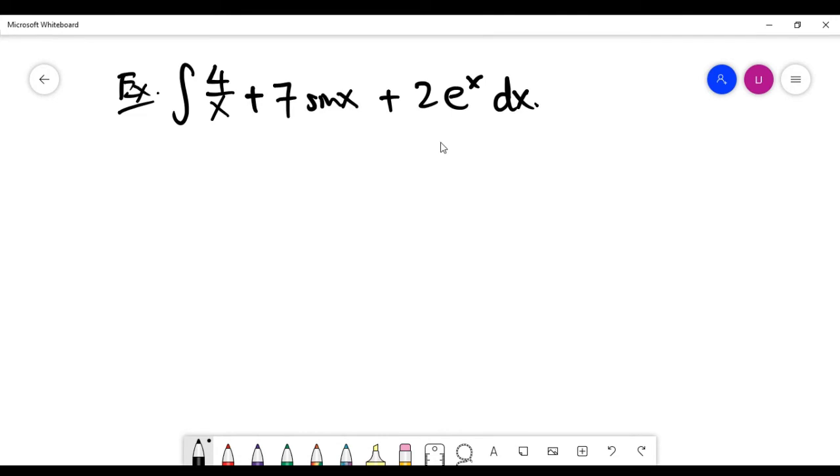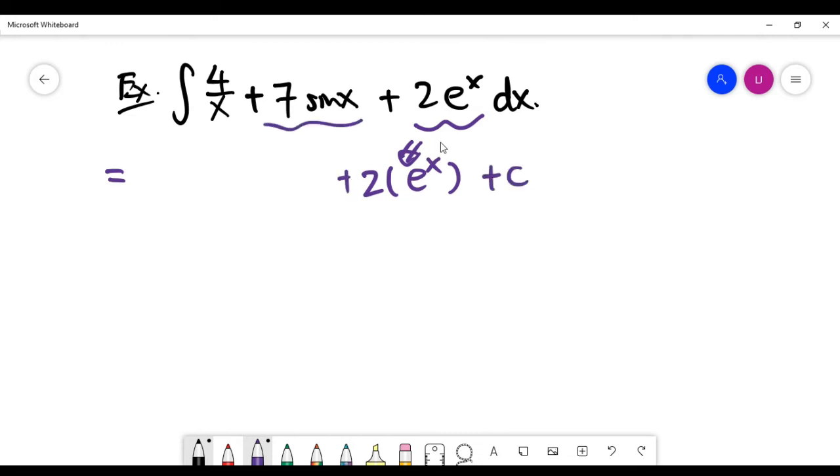So please look at the current problem here. You are asked to find the indefinite integral for the function given here. And let's look at it term by term. The last term is the easiest because you can keep the 2 there, and e to the x is a special function. When you find the integral, it never changes. And plus c can be added at the end.